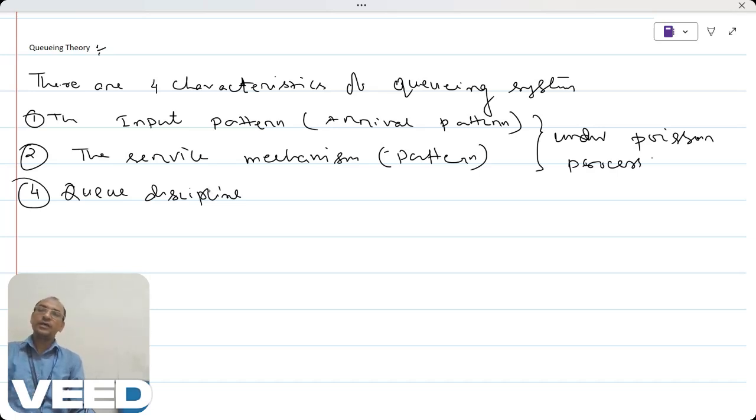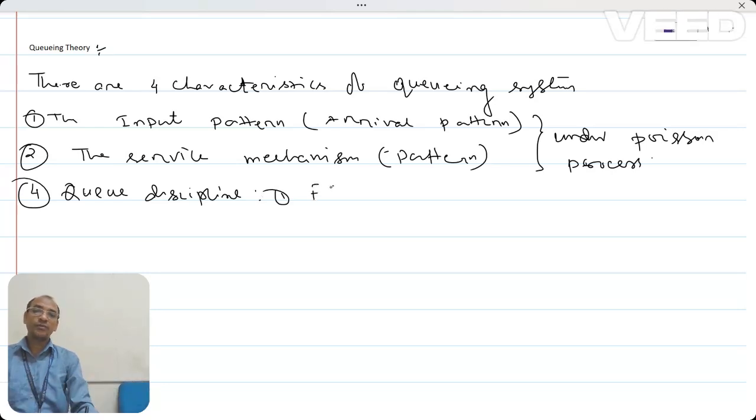Generally we see that in the queue, whoever comes first gets service first. In this topic I am going to discuss three types of queue discipline. One will be first come first serve. This is one type of queue discipline, or in other words we can say FIFO, first in first out.